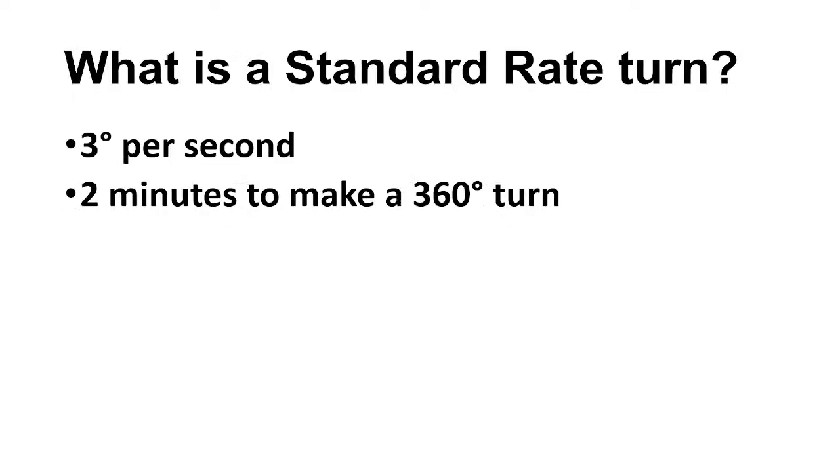Here's Tristan. What is a standard rate turn? 3 degrees per second, or 360 degrees in 2 minutes. It's called a 2-minute turn. All right. So 3 degrees per second, or 2 minutes to make a 360-degree turn. So you make a 180 in 1 minute, which is going to become important in today's discussion. All right. So I was half there.